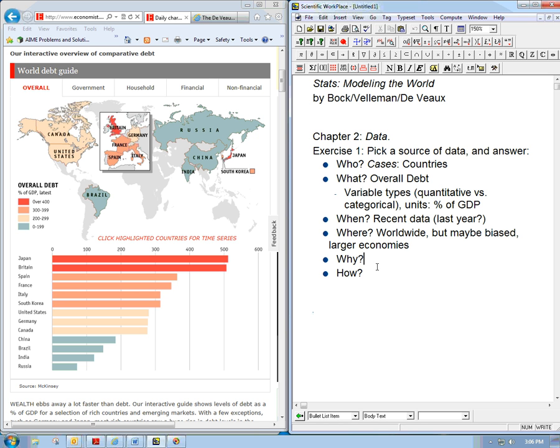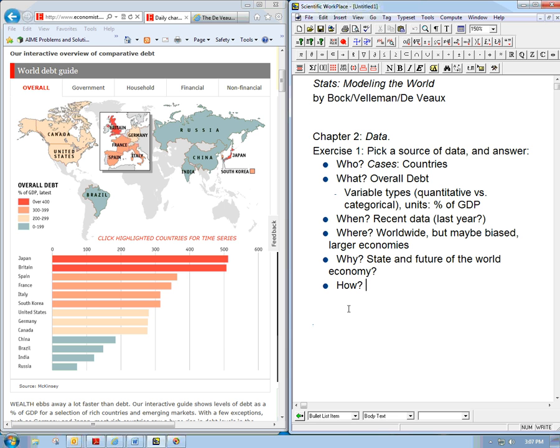Okay. Why? Well, we all care about the state and future of the world economy, perhaps. There's all kinds of reasons you could be interested in this. Why is one of the most vague and therefore most interesting questions in this set. But this is interesting to me because I'd like to know about what countries seem to be doing better in terms of debt, which ones are doing worse.